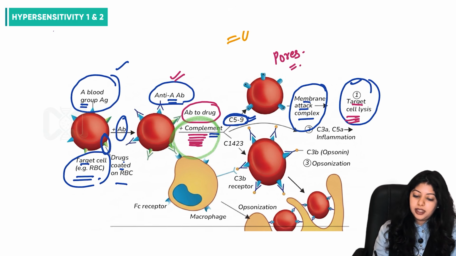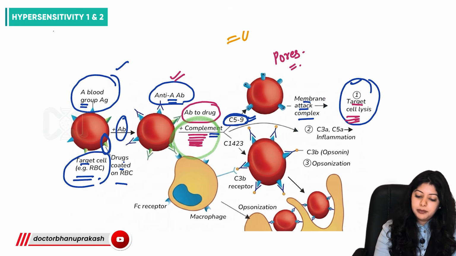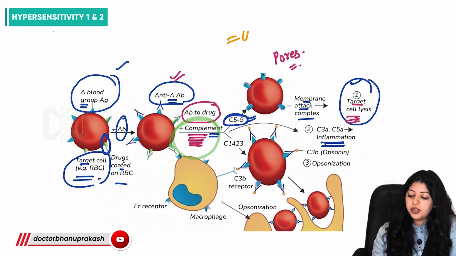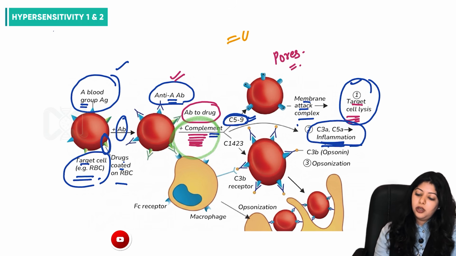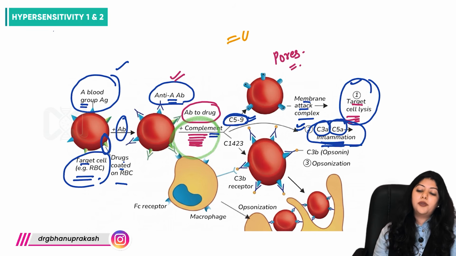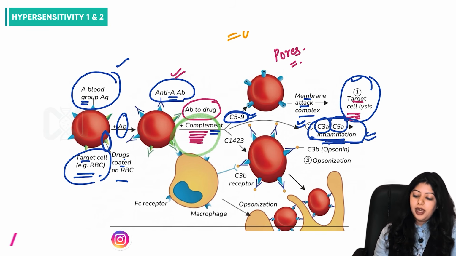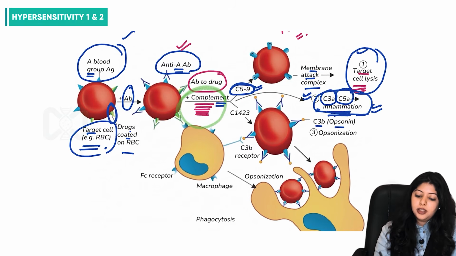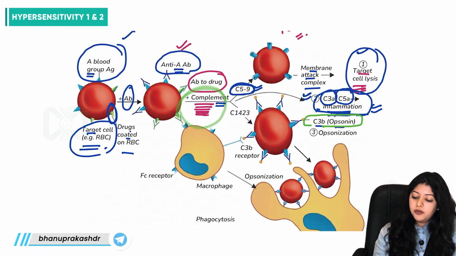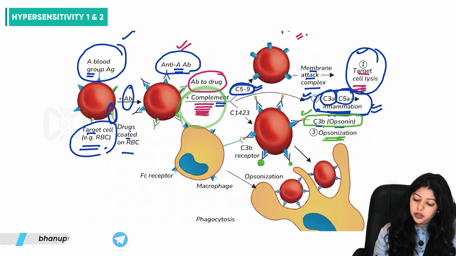Then we have the second mechanism, which is the inflammation, and with inflammation we have released chemoattractants, which are C3a and C5a. So that is the second step which occurs in complement mediated cell destruction. And then finally we have the opsonins. Third is the opsonin, which is C3b. So now what is occurring? These are the opsonins, C3b.